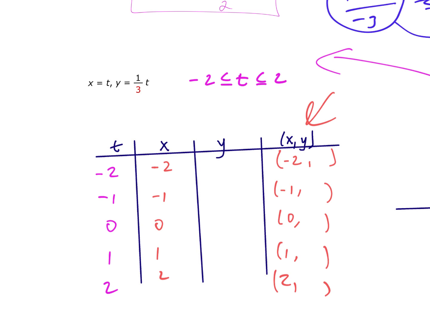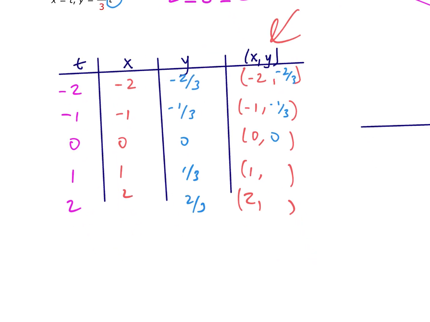So what do I do here when I plug in? I'm going to plug in for my t value and y. So when I plug in negative 2, what does this value become? Negative 2 over 3, right? Then I have negative 1 over 3. Then I have 0. Then I have 1 over 3. And then I have 2 over 3, correct?